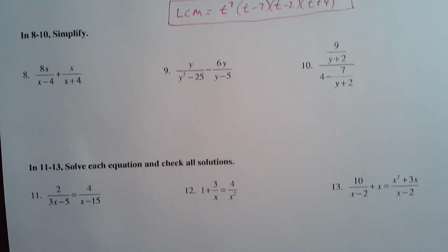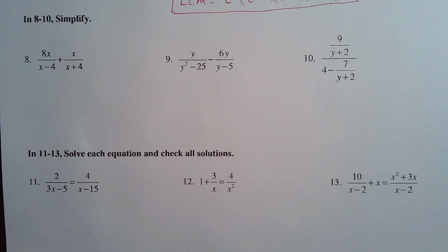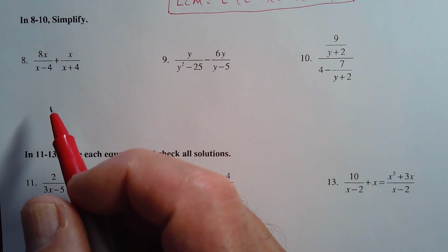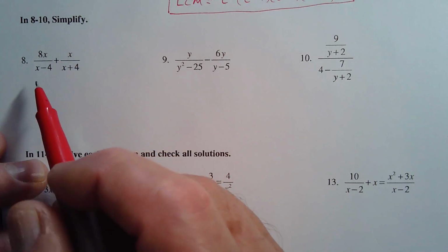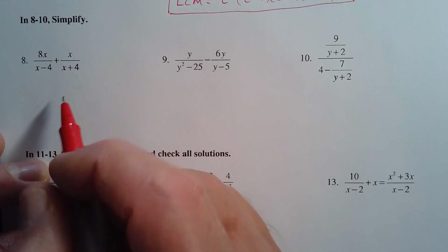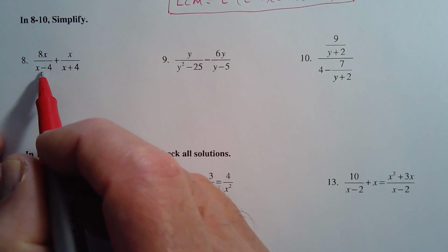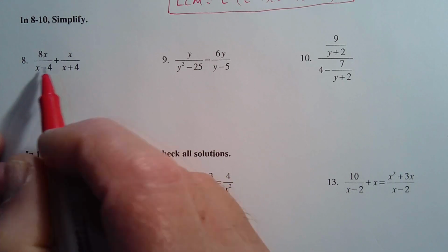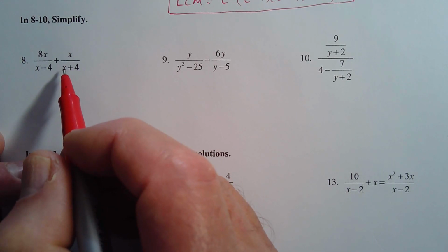All right, 8 through 10, it doesn't say state restrictions, so we won't have to worry about those zeros or points of discontinuity. But adding fractions, you have to have the same denominator. We don't. It's close. We have an x minus 4 and an x plus 4. So actually, multiplying those two together is the only way to get a common denominator.